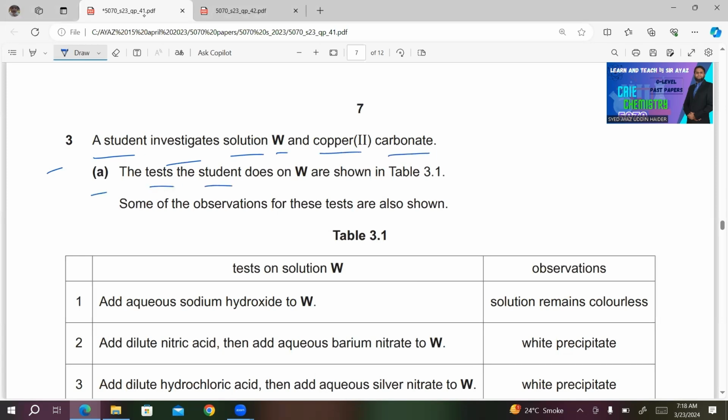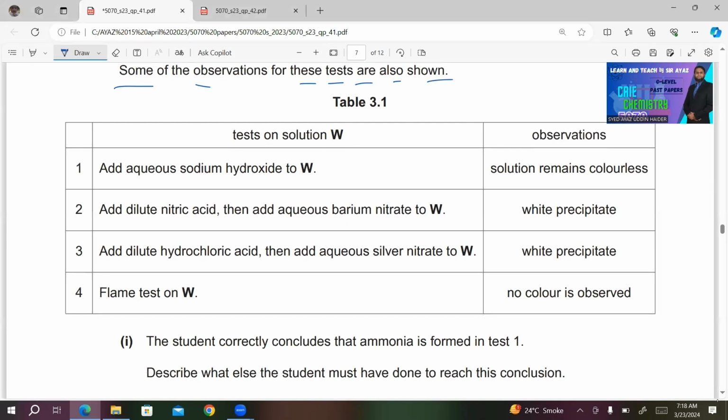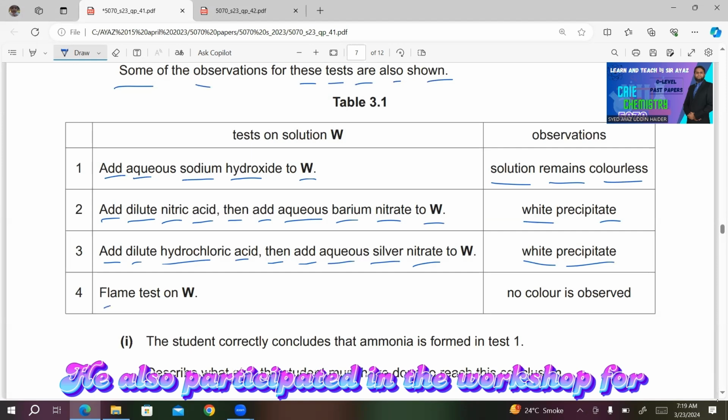A. The tests the student does on W are shown in table 3.1. Some of the observations for these tests are also shown. Here's table 3.1. Number 1, add aqueous sodium hydroxide to W. Solution remains colorless. Number 2, add dilute nitric acid, then add aqueous barium nitrate to W, white precipitate. 3, add dilute hydrochloric acid, then add aqueous silver nitrate to W, white precipitate will be obtained. Flame test on W. No color is observed.